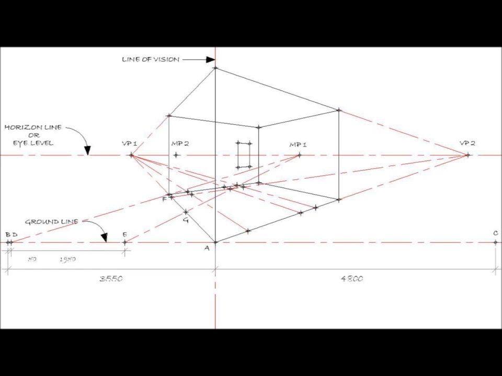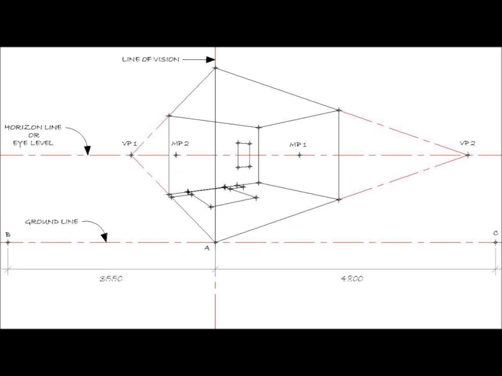Now for the depth of the headboard and bed, we take points D and E at 50 and 1950 from B on the ground line and join them to measuring point 1 to get F and G. Joining F and G to vanishing point 2 will give us H, I, J, K. This gives us the position of the bed and the two side tables in plan on the floor plate. Now for the wardrobe depth, we mark point D at 600 from C on the ground line and join it to measuring point 2 to get E. Joining E to vanishing point 1 will give you F.